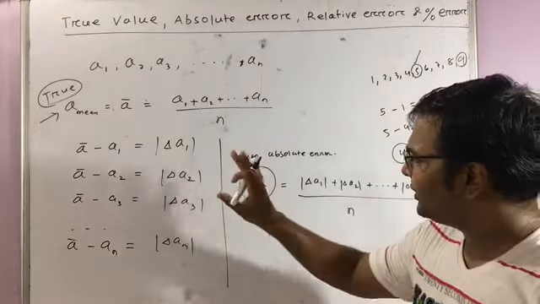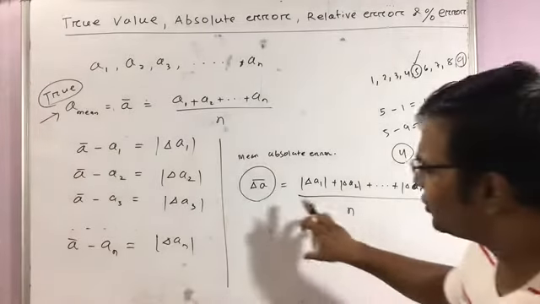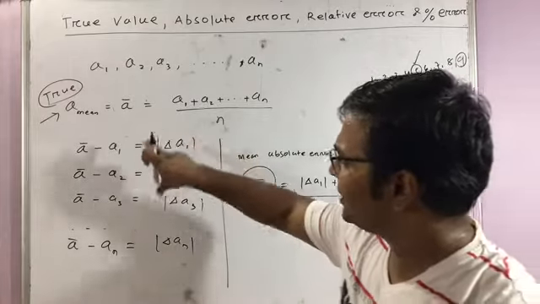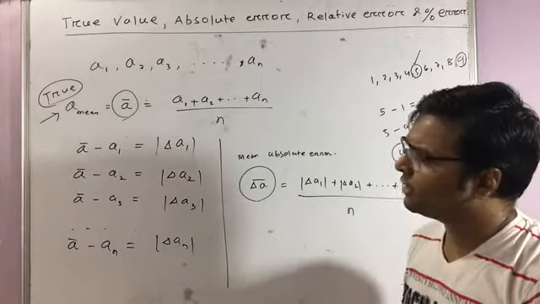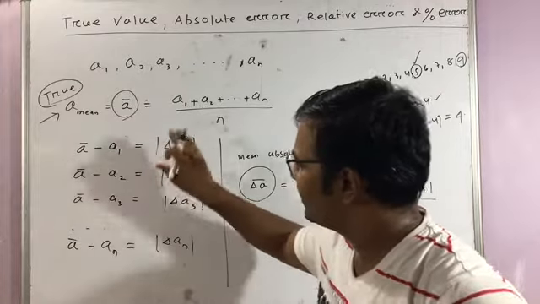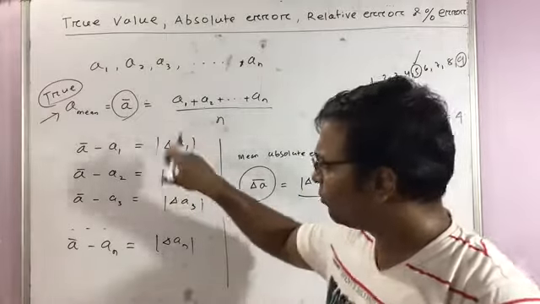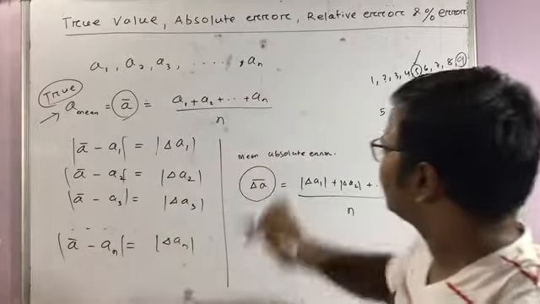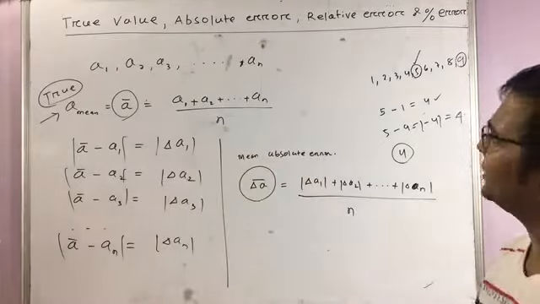Sum of all the absolute errors divided by the number of observations will give you the mean absolute error. Just now we have discussed two things. One is your true value, the most accurate value or the mean value, and the difference from it is called your errors. And if you take the mod of all the errors, they are called your absolute errors. And if you find the mean of all the absolute errors, they are called mean absolute errors.